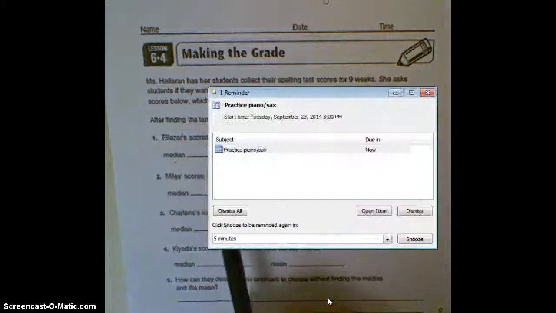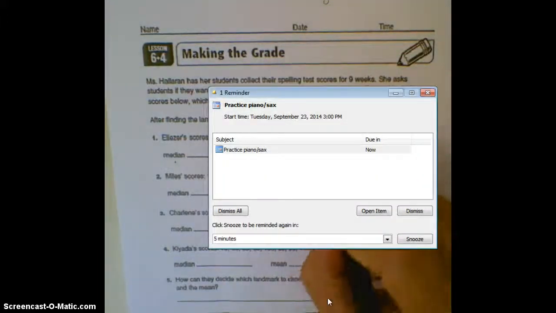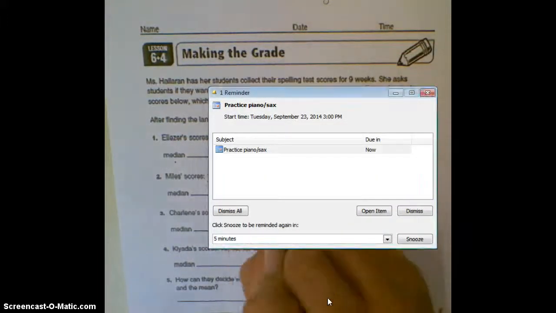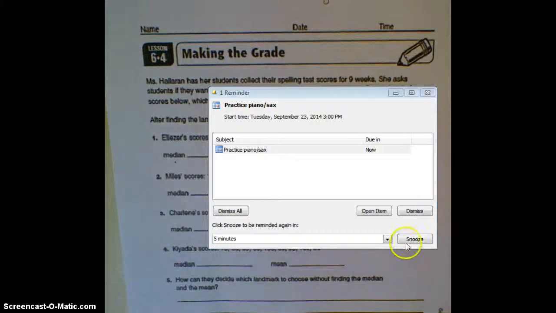So here's Elizer's scores. And we need to put them in order, or at least figure out which one is the middle when they're in order.